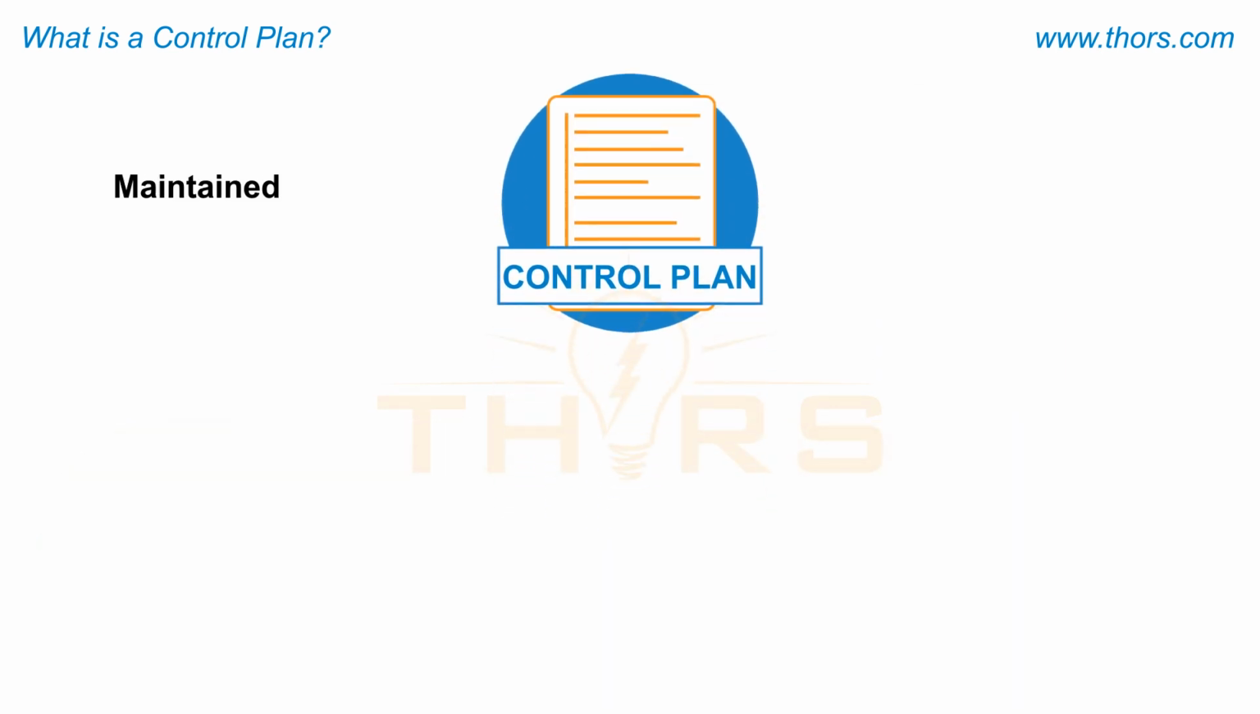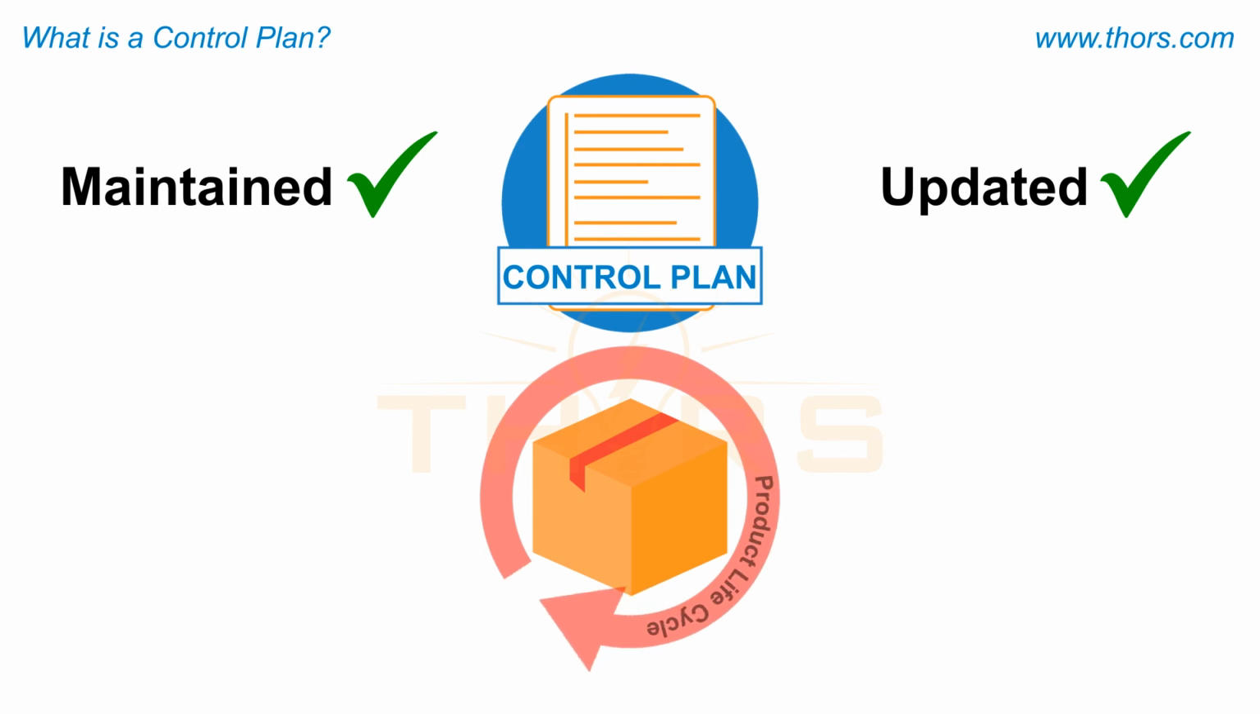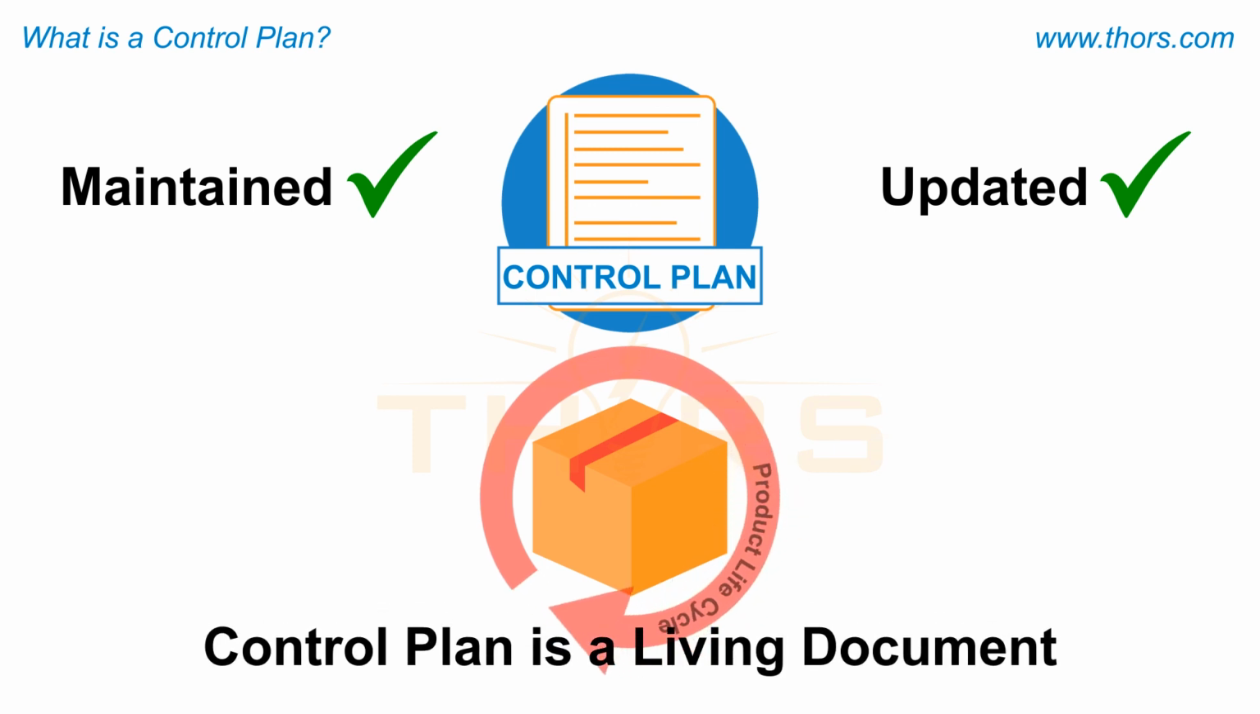A control plan should be maintained and updated throughout the life cycle of the product to include any improvements or corrective measures that must be reflected in the control methods. As a result, a control plan is considered a living document.